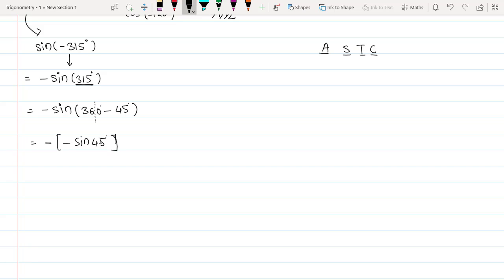Because of this 36, which is an even number, 36 is even number, that's why sine remains sine. So sine of 45. Now see here, minus minus plus हो गया, so राहिलं काय, sine 45 degree, which is nothing but 1/√2. Is this okay? हो. Now coming back to the cos.